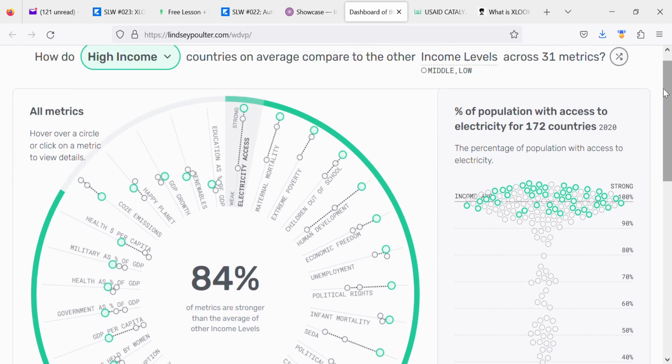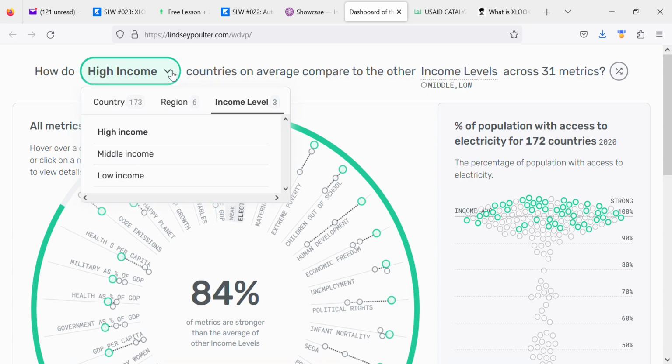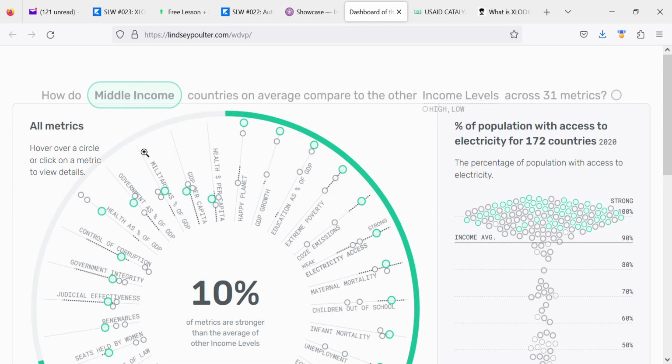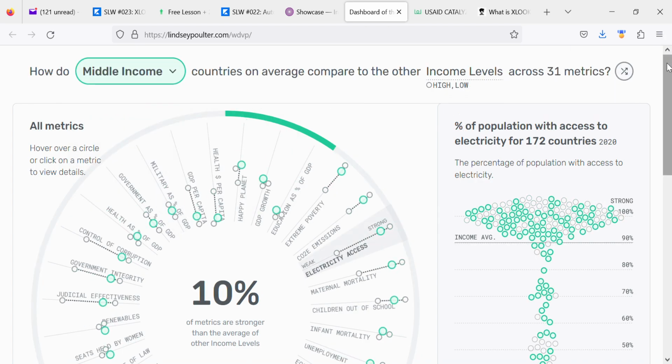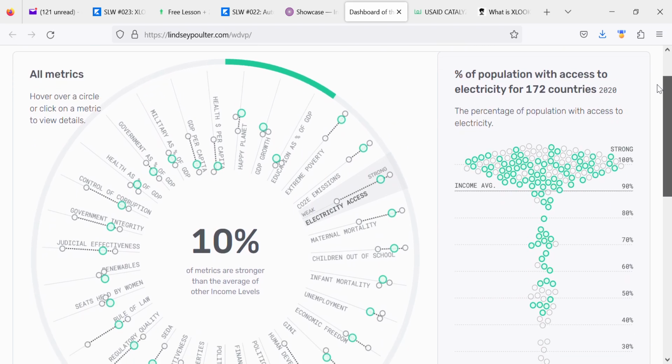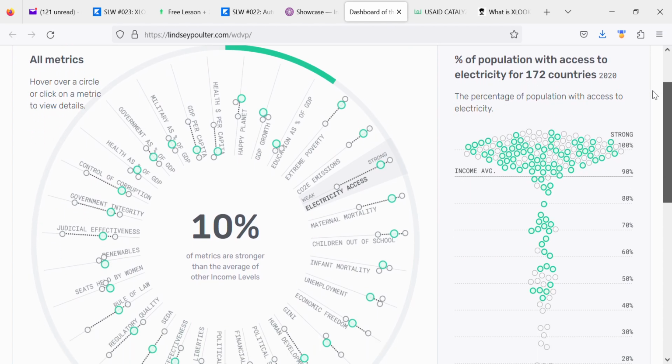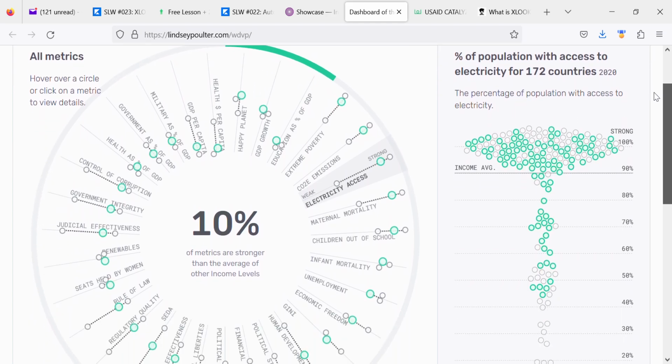Let me see some values by region and by country. If you see the value for middle income, 10% of the metrics of middle income countries are stronger than the average of the other income levels.